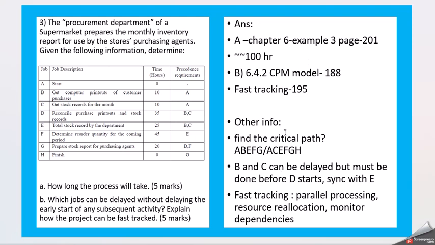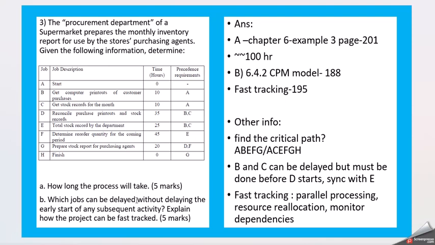Okay. And other information is, when you are answering B, the first step is to identify a critical path. It can be A, B, E, F, and G, or you can also get a critical path as A, C, E, F, and G, H. Okay, so first find your critical path.